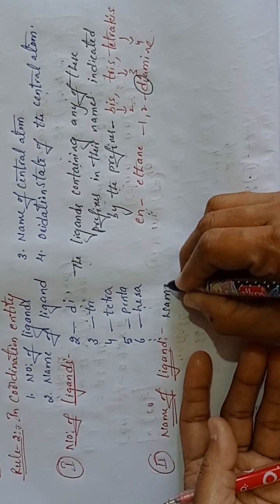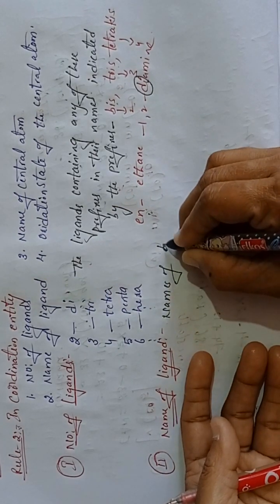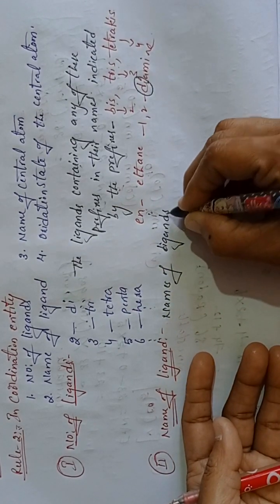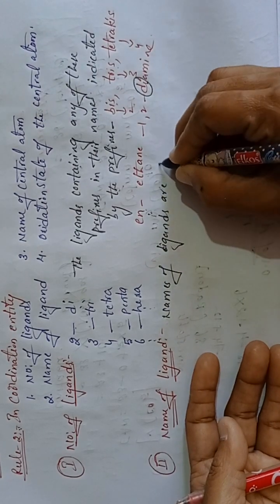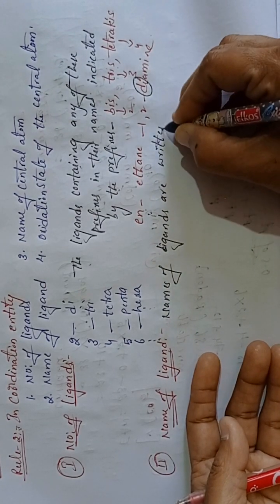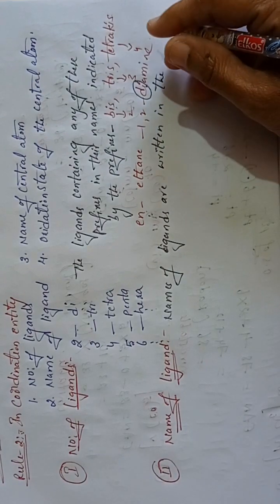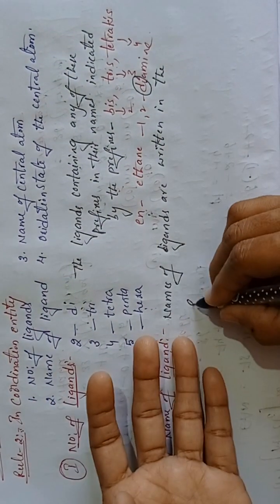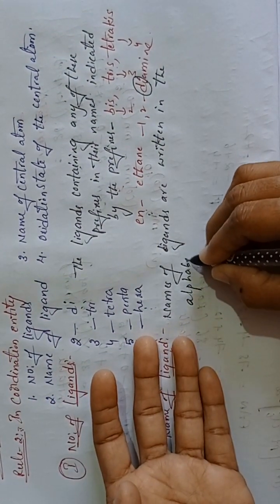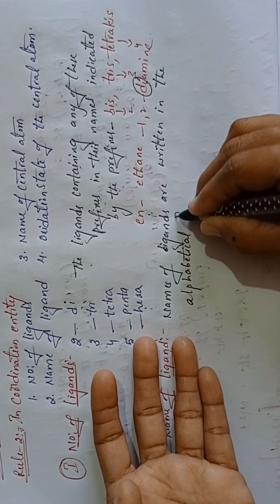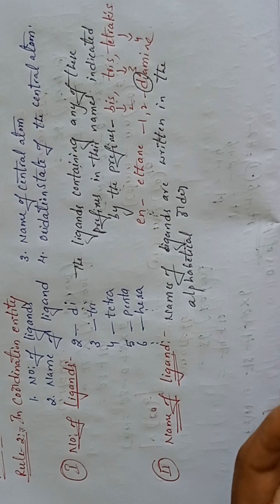Names of ligands are written in alphabetical order. Clear? Alphabetical order we have to follow, students, when you are writing the name of the ligand. Alphabetical order we should follow.